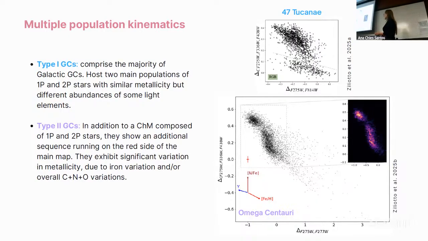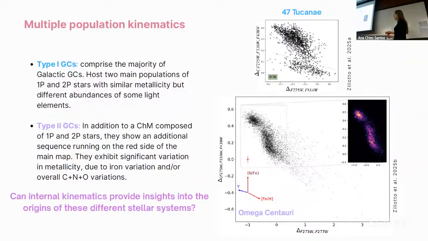In type 2 globular clusters, besides the classical 1P and 2P, because of different nitrogen, you also have this sequence corresponding to stars with different iron abundances. Depending on the cluster, we can also have C plus N plus O variations and s-process variations in these clusters. So the question that I want to answer by using kinematics is: can we identify the different formation processes between type 1 and type 2 globular clusters? And also, can it fit the scenario where we have multiple episodes of star formation?